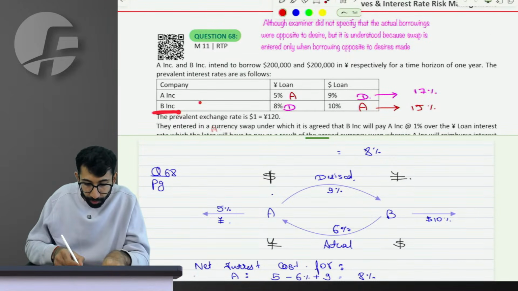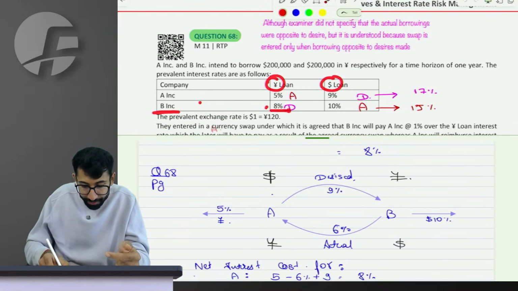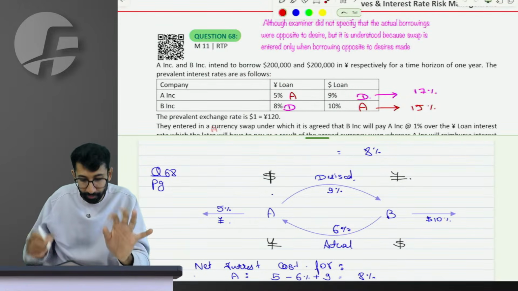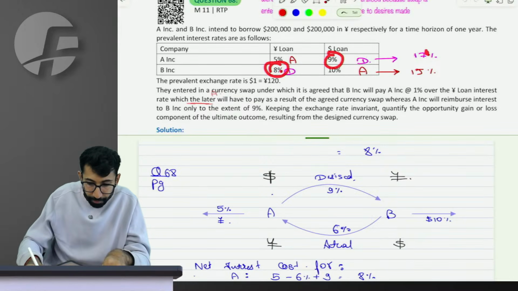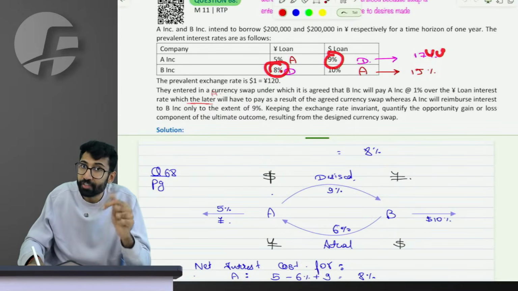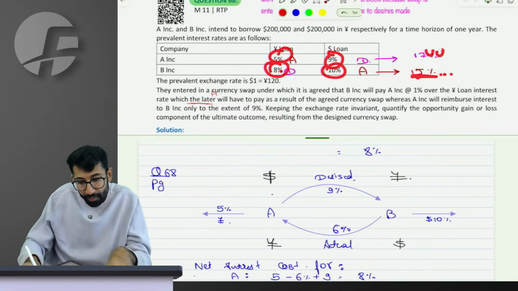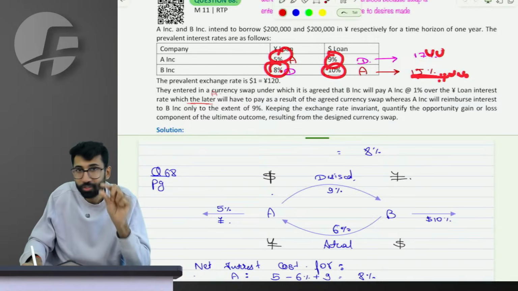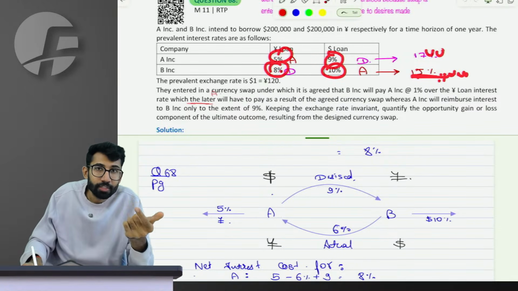B incorporation can also borrow in yen or dollar. When B goes to yen, it is 8% cost. When B goes to dollar, it is 10% cost. Marked as nothing as of now. Sir, the desired total cost is 8 plus 9, 17. Whereas if I make them do otherwise, the actual cost is 15. So this is first of all the validation of the swap, that the swap can happen because the actual is cheaper. Let's make them borrow at the cheaper rate and convert through the swap.